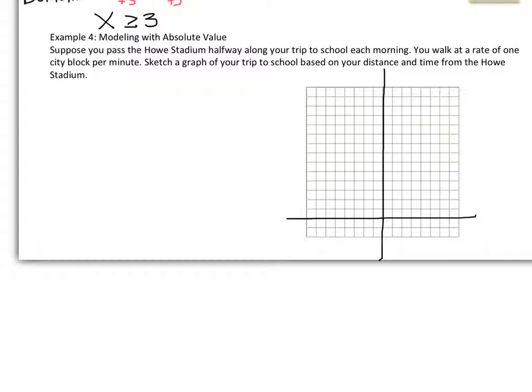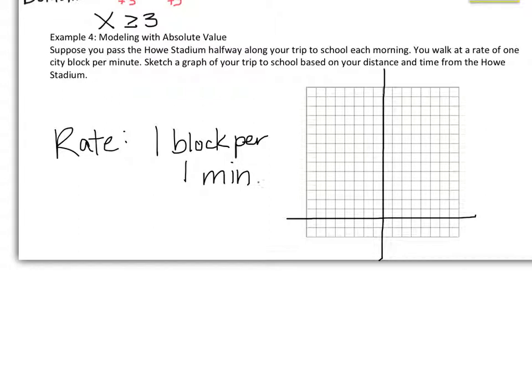It says, suppose you pass the Howe Stadium, talking about the football field, halfway along your trip to school each morning. So the stadium is halfway between your house and school. You walk at a rate of 1 city block per minute. Okay, so our rate is 1 block per 1 minute. That's pretty quick.